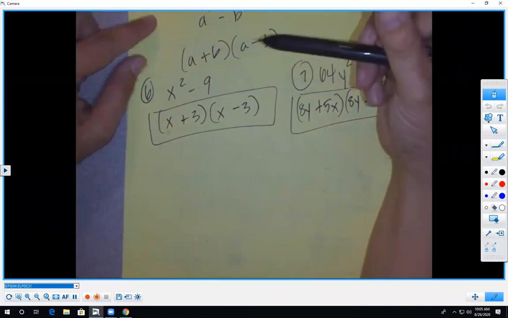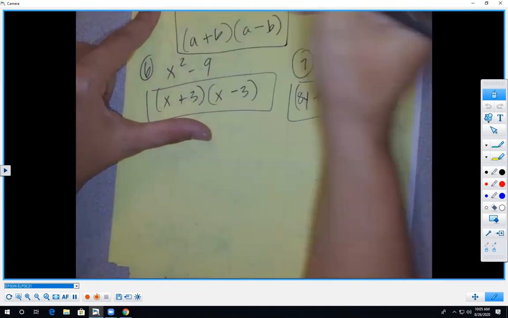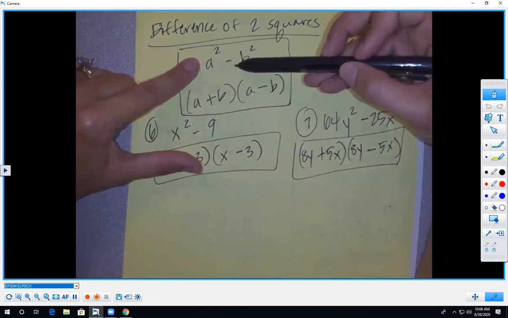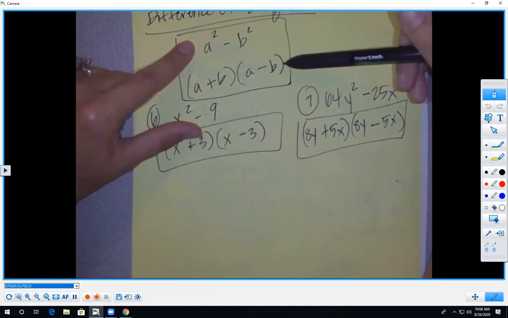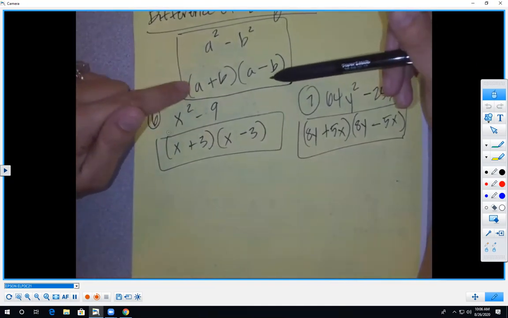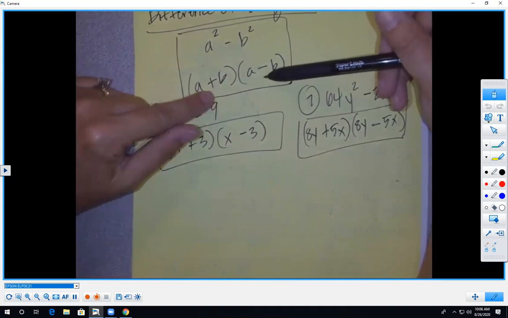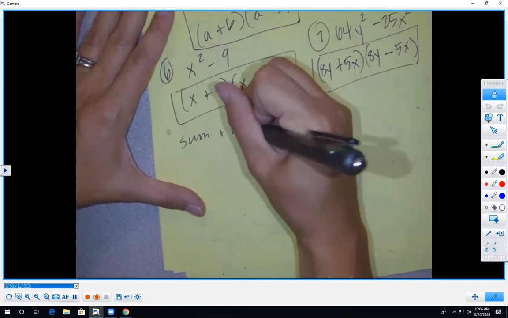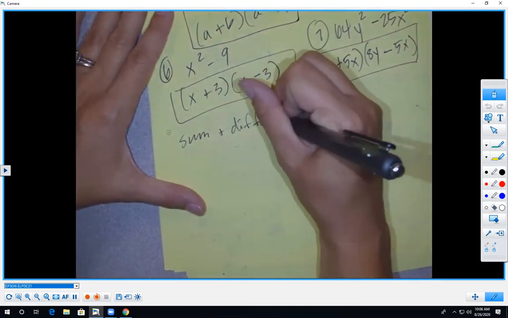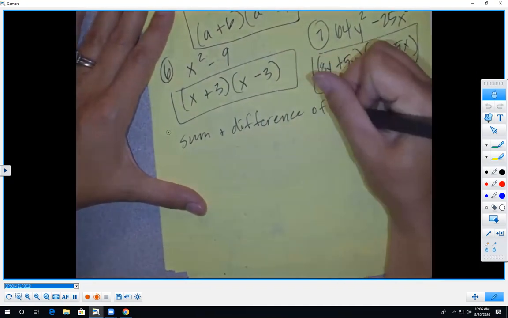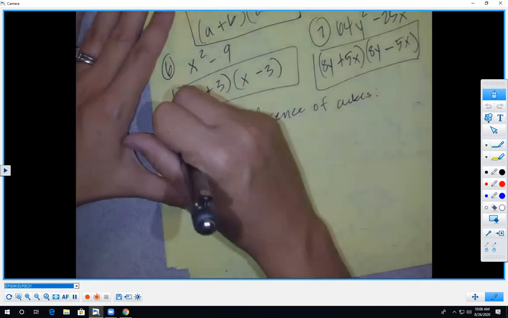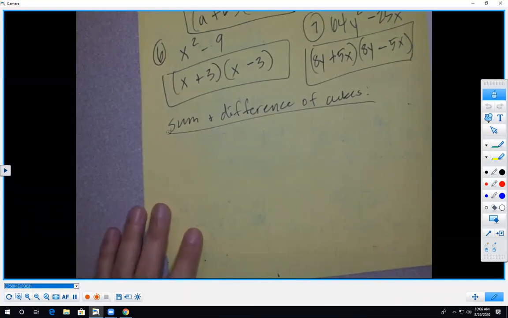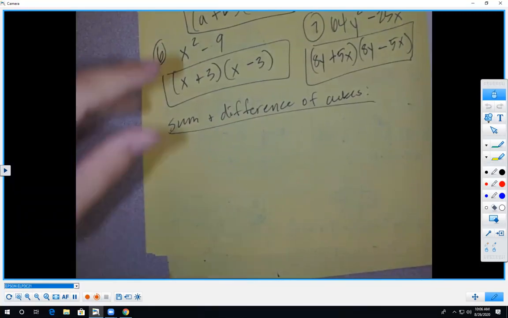So the difference of two squares was this formula right here, right? Remember, if you have a perfect square and I'm subtracting a perfect square from it, I can factor that into 2 parentheses, 1 plus 1 minus, and take the square root. The sum and difference of cubes is a formula that you have to memorize. Other than this comp exam, there's probably not a time you're going to be using this in this course, but in other math classes you will.